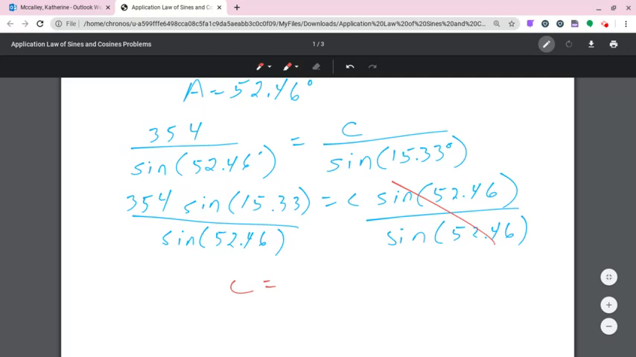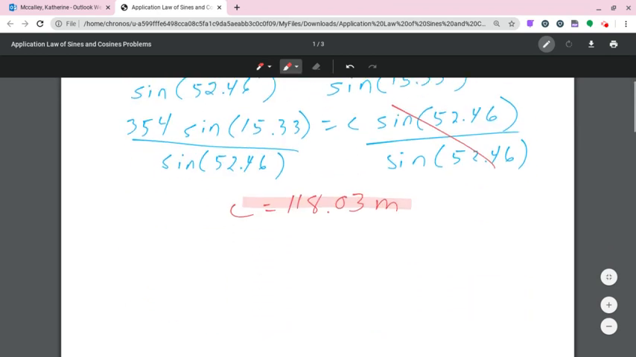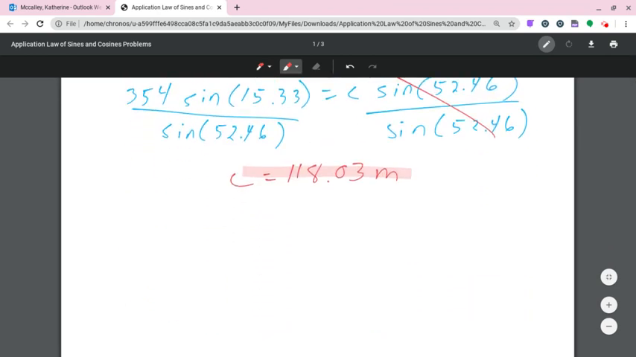Now this side would just cancel out, and I'm just left with c. What would c equal? Let's plug that in the calculator. It's 354 times sine of 15.33, divided by sine of 52.46, and I'm going to get c to be 118.03 meters, because my original problem was in meters, and that would be the distance across the river. They only asked me to find what c is. Once I found c, I'm done. I don't have to solve the triangle if they're just asking me to find the distance across the river. So the distance across the river is 118.03 meters.